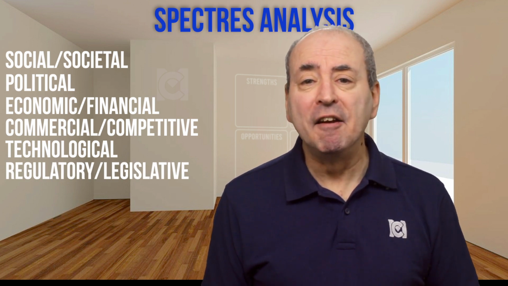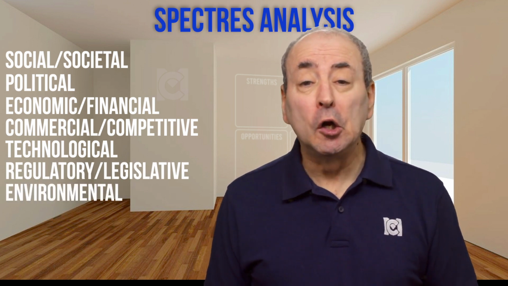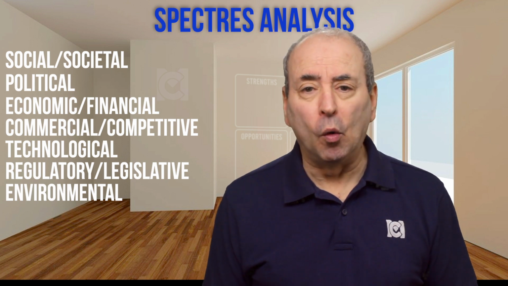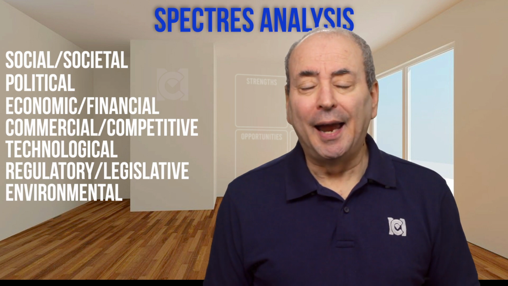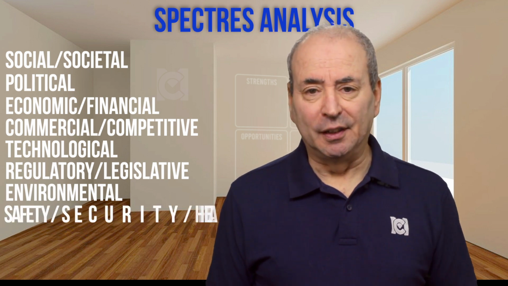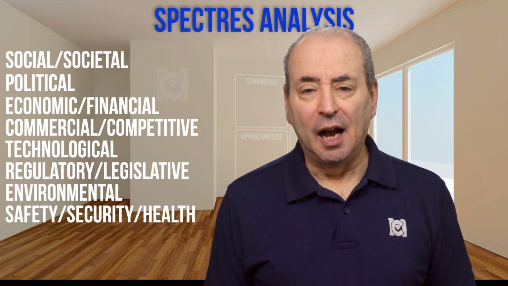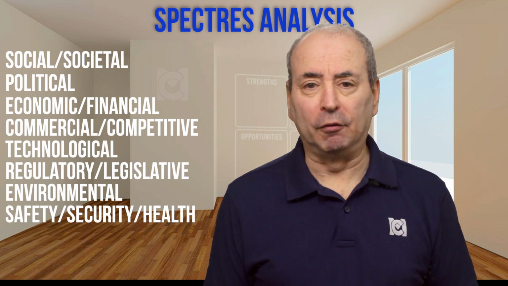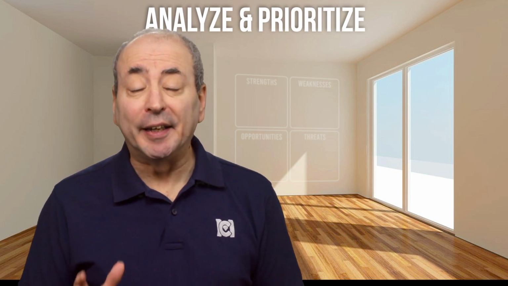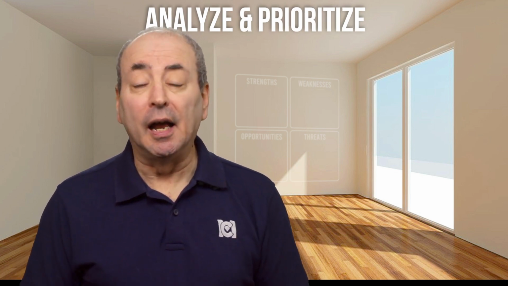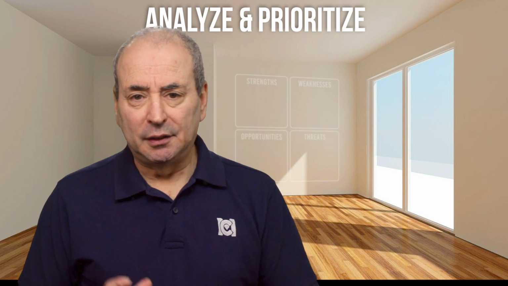Then there is the environment, the big global environment or the smaller local environment. And finally, S stands for safety, security, and factors around health and welfare. Number 6, analyse and prioritise. First, evaluate impact by assigning levels of significance to each factor.